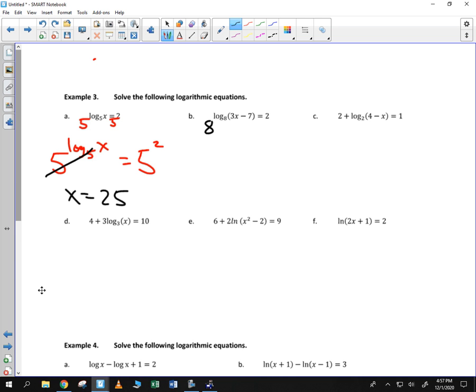Create a base of 8. And we get 3x minus 7 is equal to 64. Where 3x is equal to 71. X is 71 thirds.